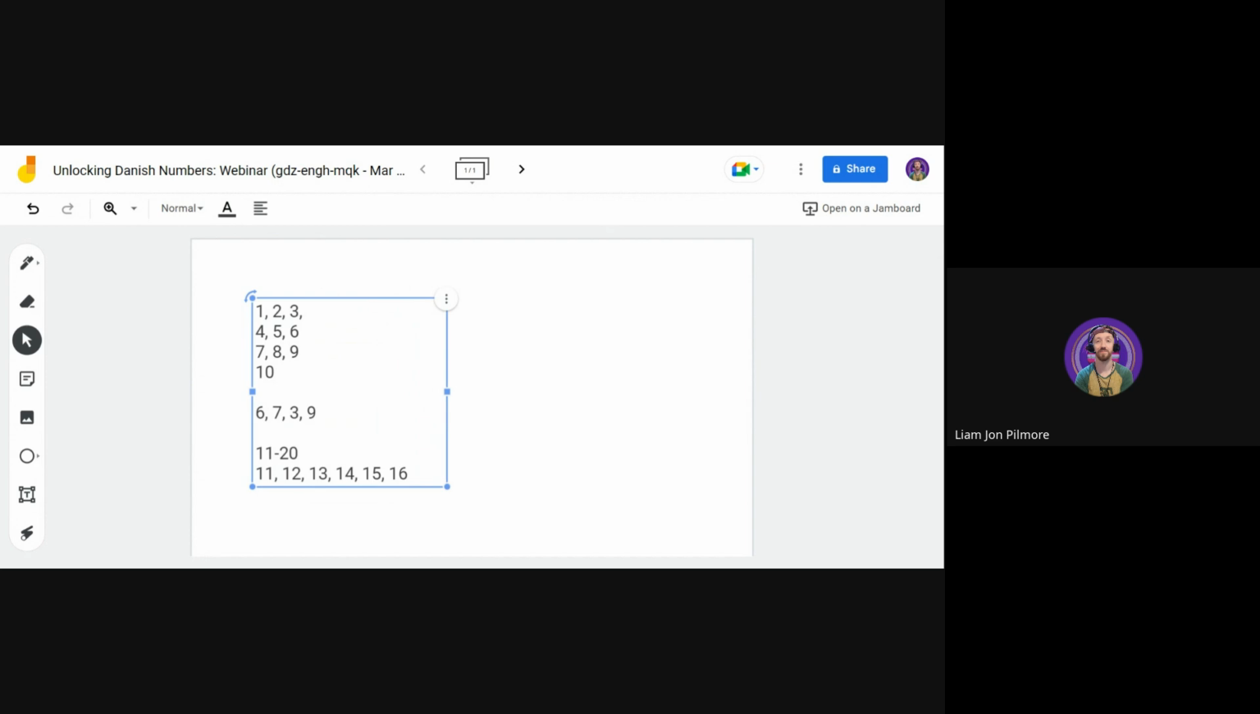11, 12, 13, 14, 15, 16. Go all the way up to 20, do the exact same thing, then do them at random. Test yourself.